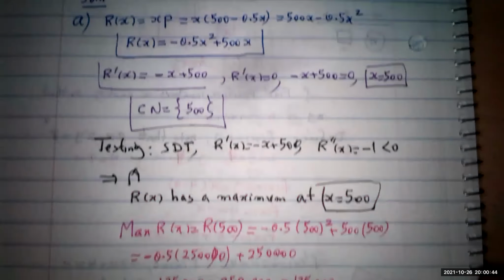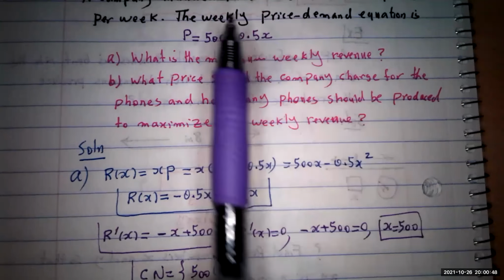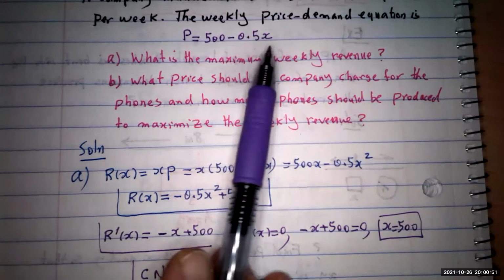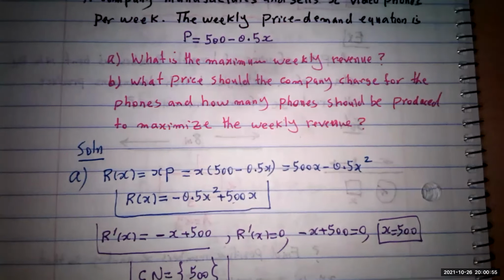This is it. This is the formula for the price. So you put the X equal to the 500 here, you get the price. Okay, so that's the first part. Now the second part. So for the second part, this is how we're going to start.